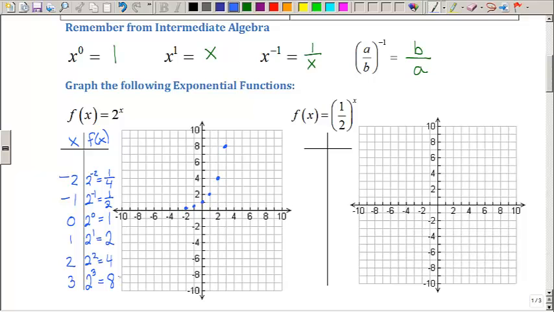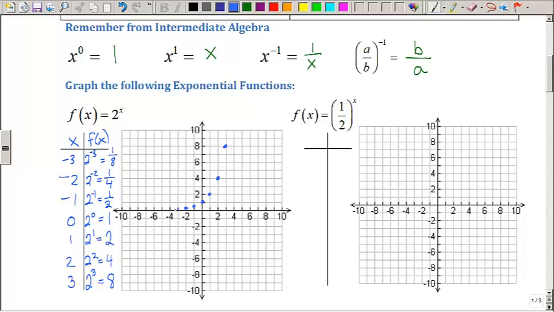Similarly, if I go backwards, half of 8 is 4, half of 4 is 2, half of 2 is 1. Half of 1 is a half, half of a half is a fourth. So I'm going to guess that my next one is going to be 1/8. Let's try it. Is 2 to the -3 equal to an eighth? Yeah, it certainly does. So this keeps going.